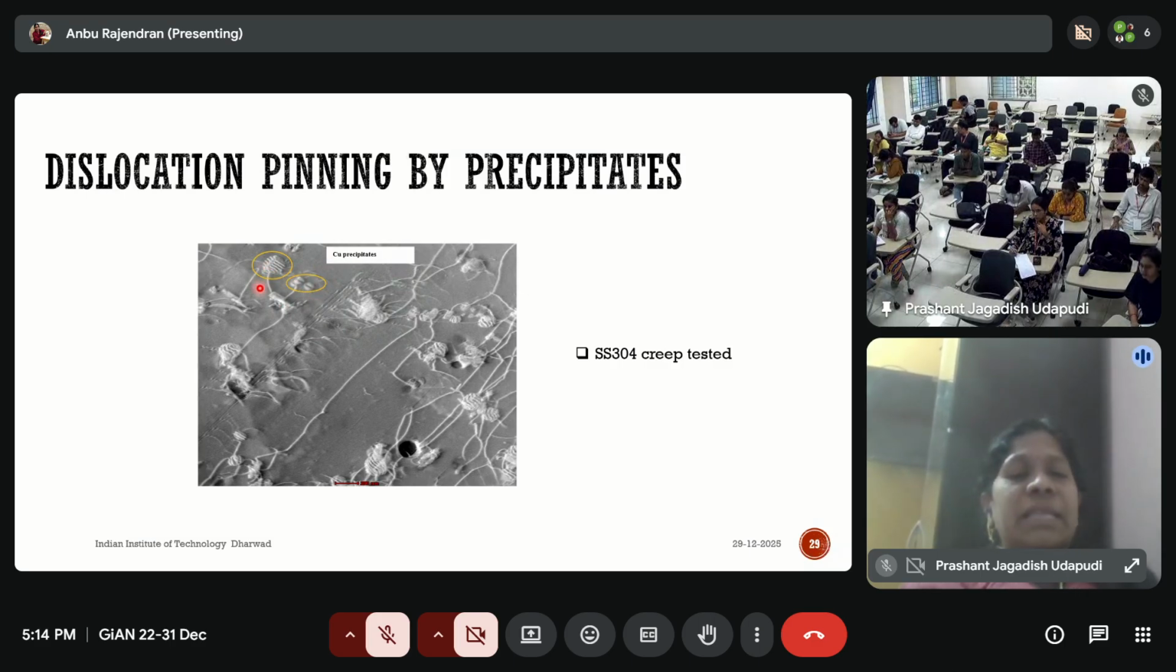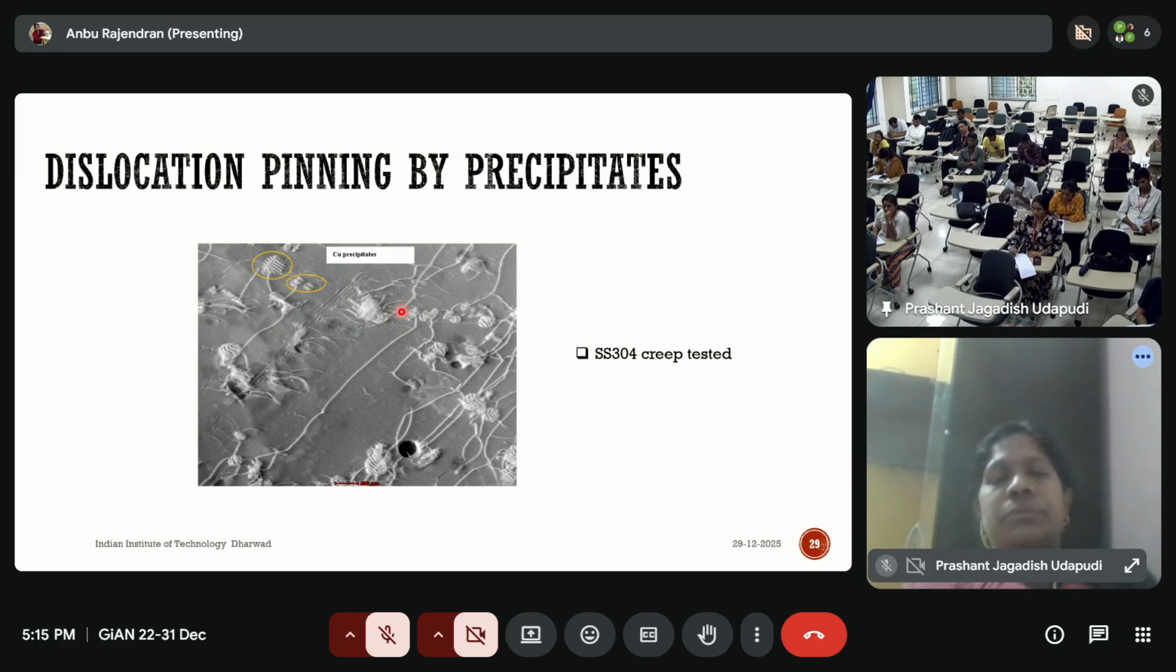Whenever the precipitate is resisting the dislocation's movement to the other side, it requires more load to push the dislocation to the other side. It means your system is resisting further deformation, which means your material is strong. Strength means what? Resistance to deformation. Resistance to deformation means what? Internally, your dislocation movement will be arrested or restricted. So these precipitates act as obstacles.